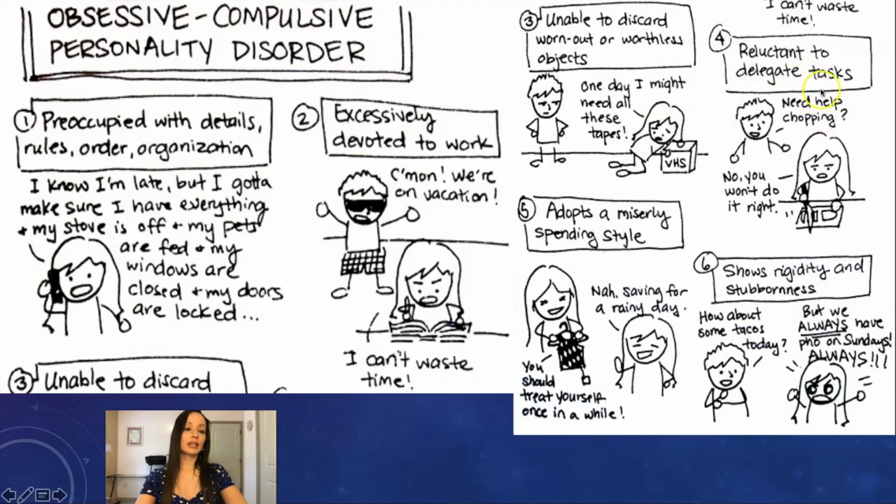They're reluctant to delegate tasks. "Do you need help with shopping?" "No, you won't do it right." They adopt a miserly spending style. "You should treat yourself once in a while." "No, I'm saving for a rainy day." They show rigidity and stubbornness. "How about some tacos today?" "But we always have pho on Sundays, always."